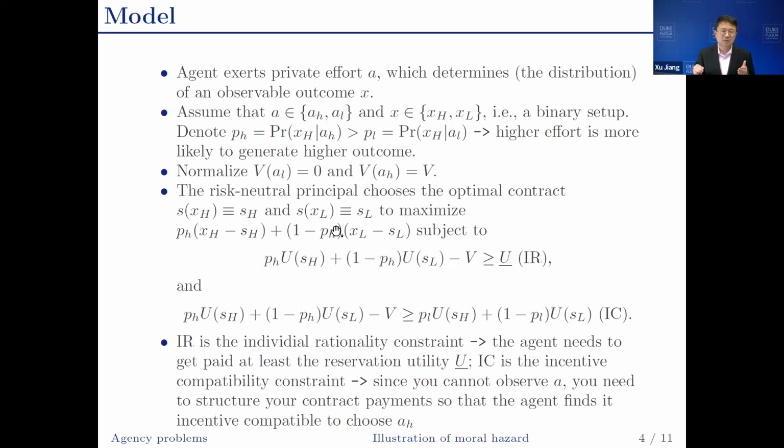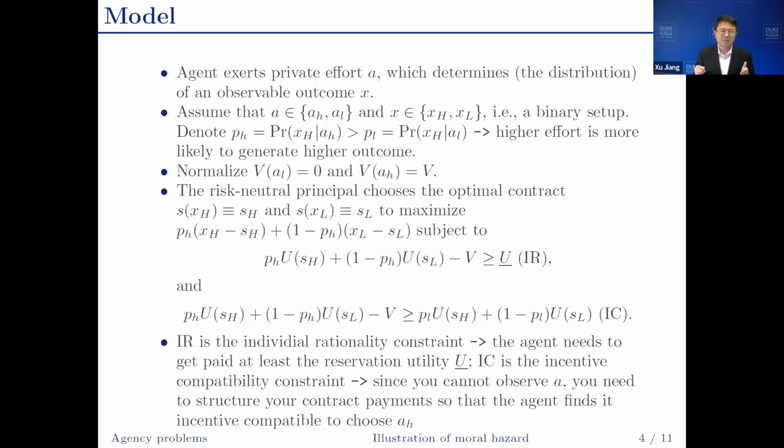The first constraint is the individual rationality constraint, or IR constraint. It means that the agent's expected utility for exerting high effort has to be at least as high as the agent's reservation utility, U lower bar, which can be interpreted as the agent's outside option. The second constraint, the incentive compatibility constraint, means that you have to make your contract incentive compatible for the agent to exert high effort, because you cannot observe effort.